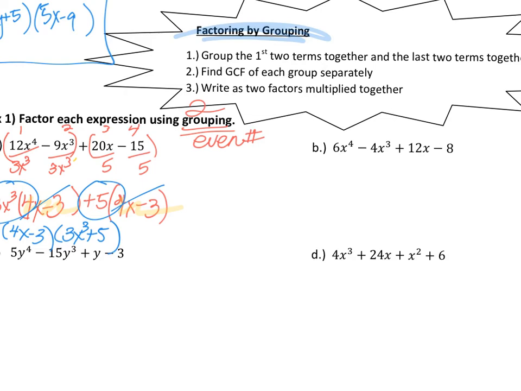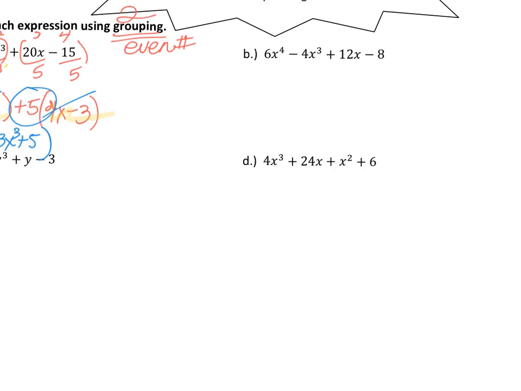Let's just jump down to D so that I have a little more space. We're going to put them into 2 groups, and then find the GCFs of each group. The GCF of the first group, 4 and 24, the thing that they have in common is both 4. And then x cubed and x, the largest thing that they have in common is x. So we're going to pull out a 4x. That is what we're dividing these by.